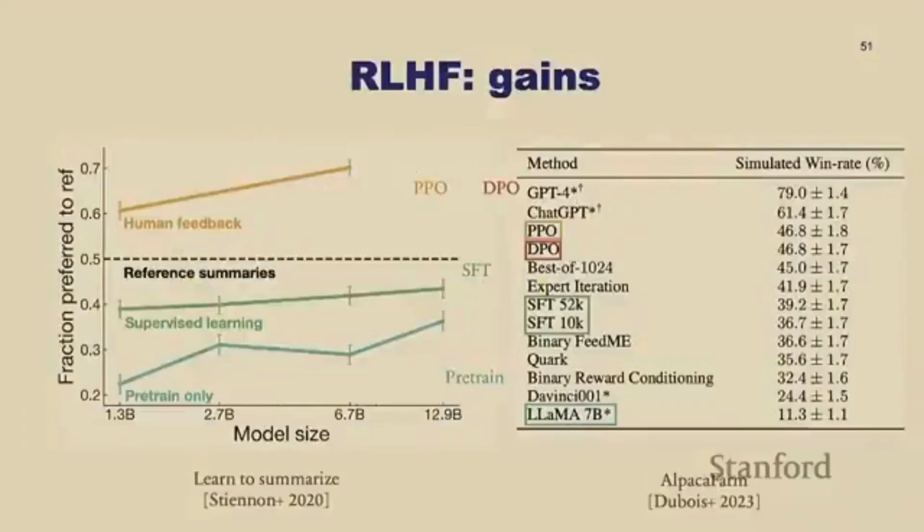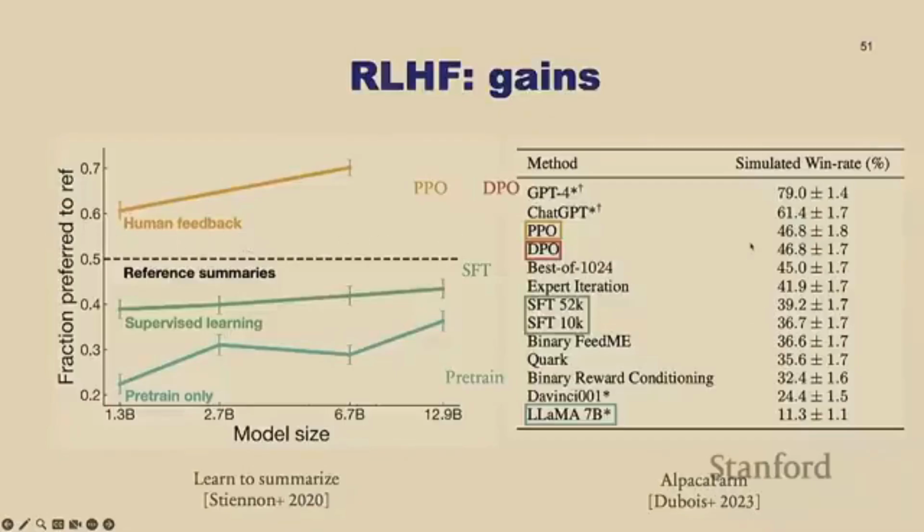Gains. Those are older papers on the left. This is on a summarization task. All I want to show you is that the pre-trained models were okay, and they improve with scale. If you do supervised fine-tuning, you improve them a little bit more. If you do PPO or something with RLHF, with human feedback, you get performance that is oftentimes, depending on the benchmark, even better than humans. This is the human reference summaries.